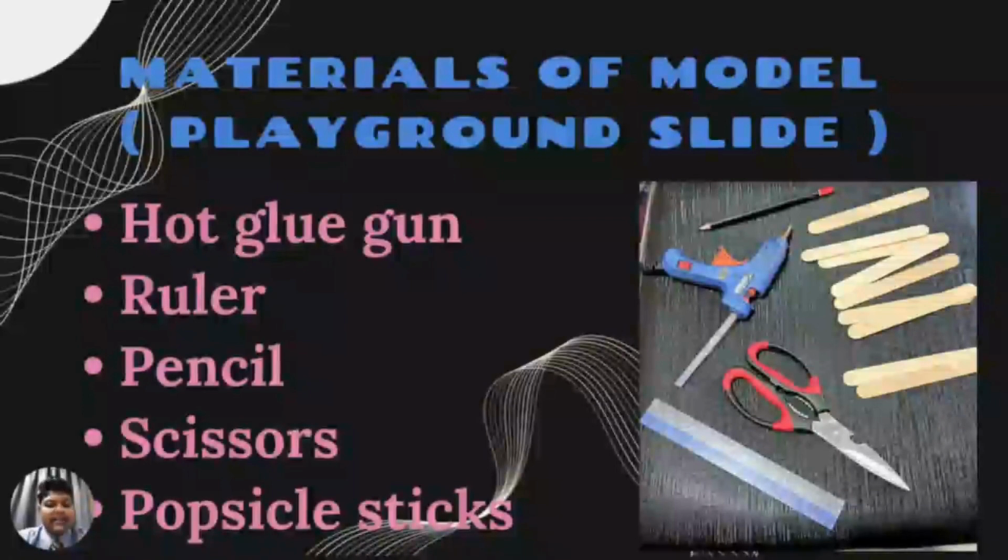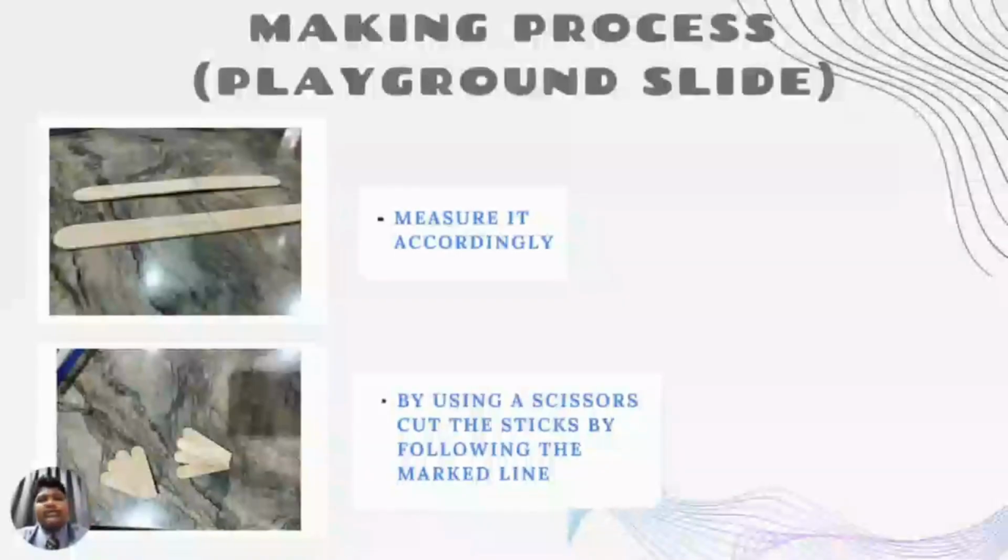So here are the materials: a hot glue gun, a ruler, a pencil, scissors, and importantly, the popsicle sticks. Before talking about the question and solution to it, here are the steps on how we built the model. To make the playground slide, we need the steps, the side stands, and also the slide.